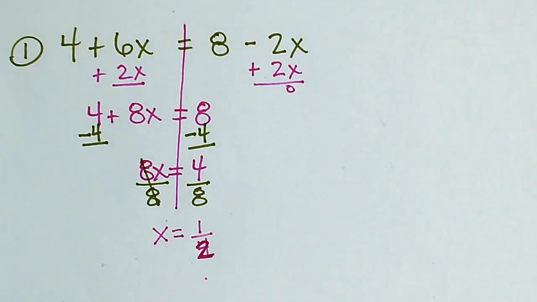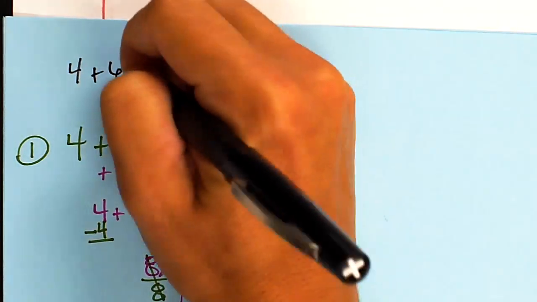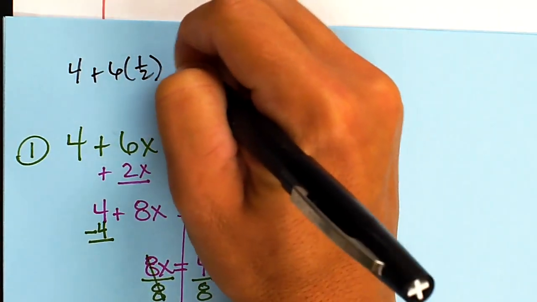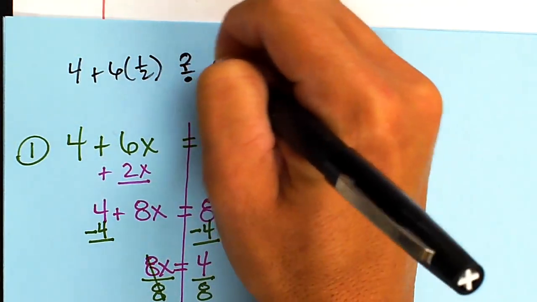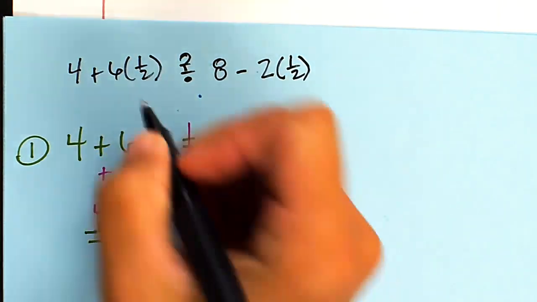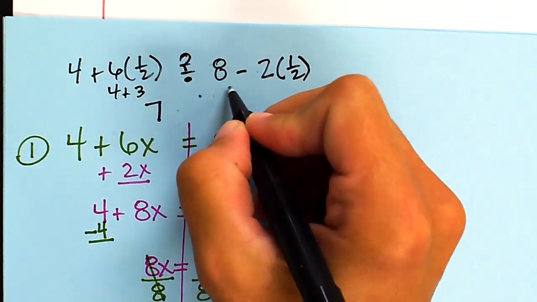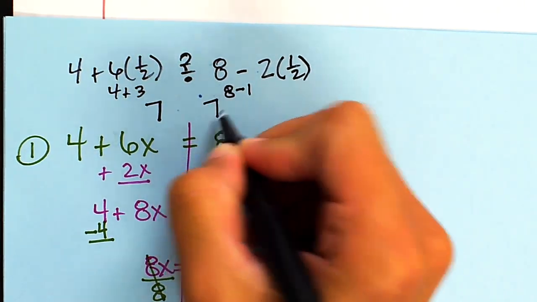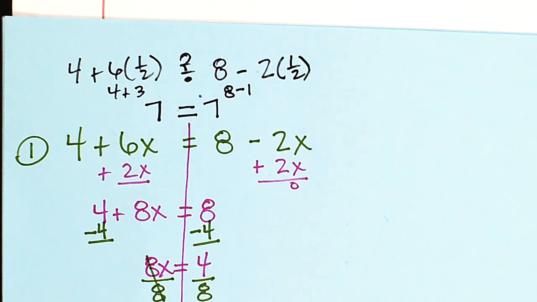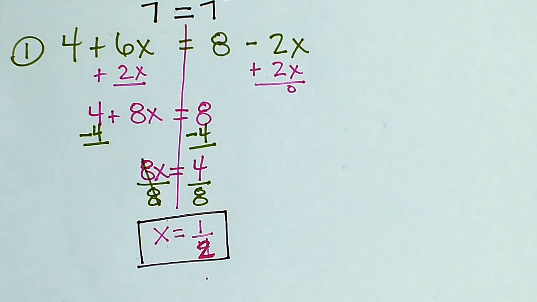this assignment. So I'm going to take the 1/2 and I'm going to plug it back in to the original equation and see if it matches up. So just up here at the top, I'm going to write 4 plus half of 6. And I want to know, is that equal? We're not really sure. To 8 minus half of 2. Well, half of 6 is 3. And 4 plus 3 is 7. Half of 2 is 1. And 8 minus 1 is 7. 7 is equal to 7. That's a true statement. Therefore, we got our answer correct. X is equal to 1/2.